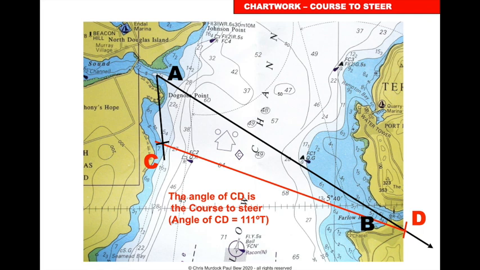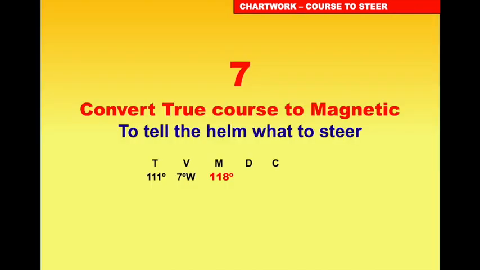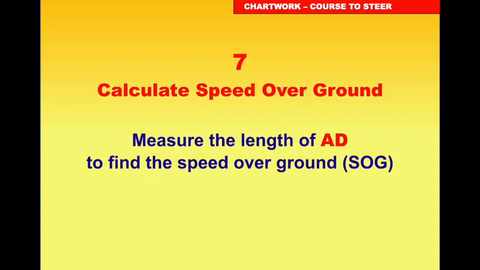So the angle of CD is your course to steer. So if you put your plotter on there, twist the middle round, so little arrow at the top, big arrow where you're going, and you'll find that the angle at CD is 112 degrees true. True, 111 degrees, variation 7 degrees west, magnetic 118 degrees.